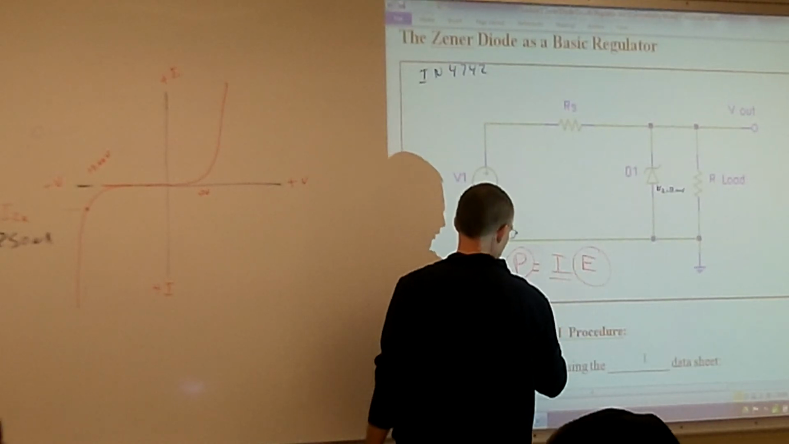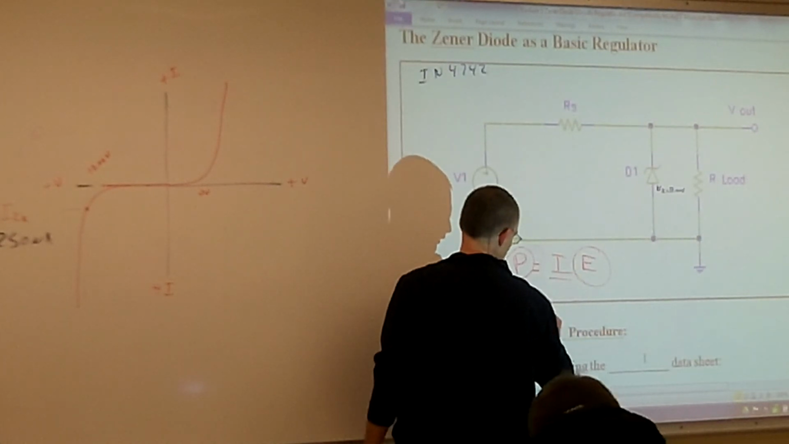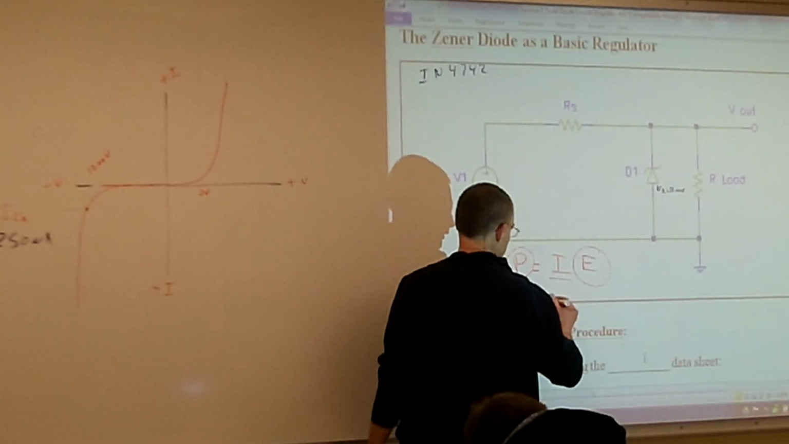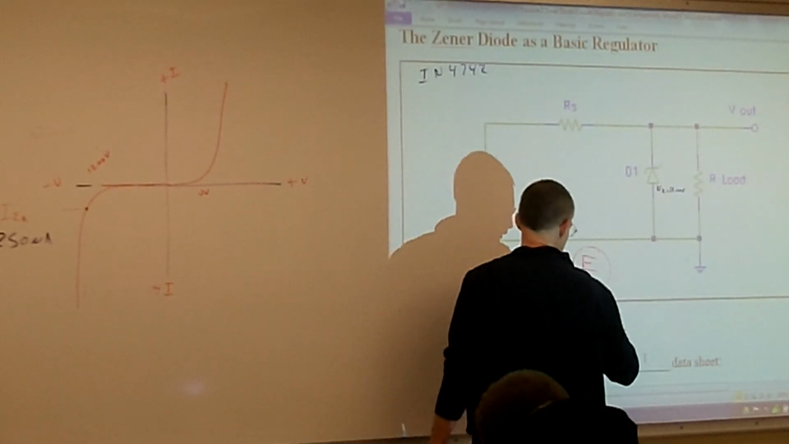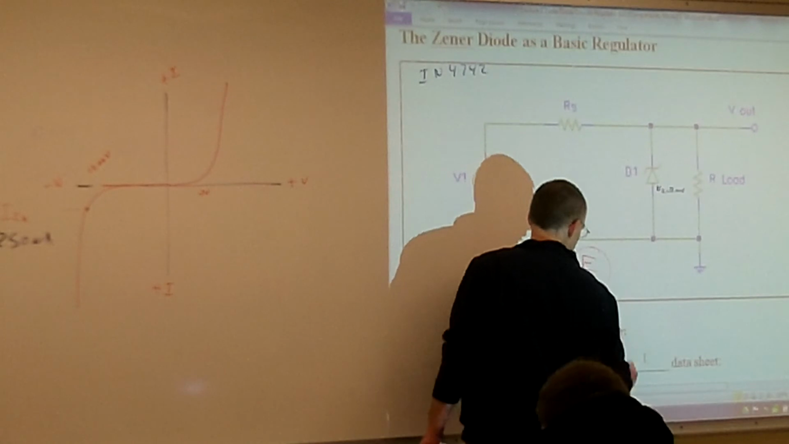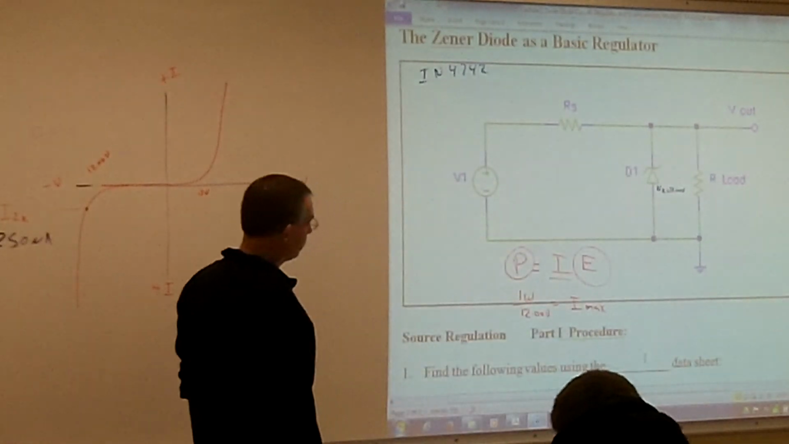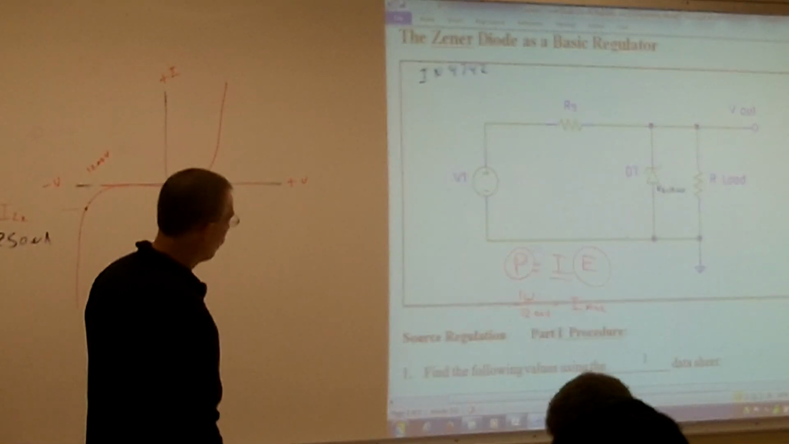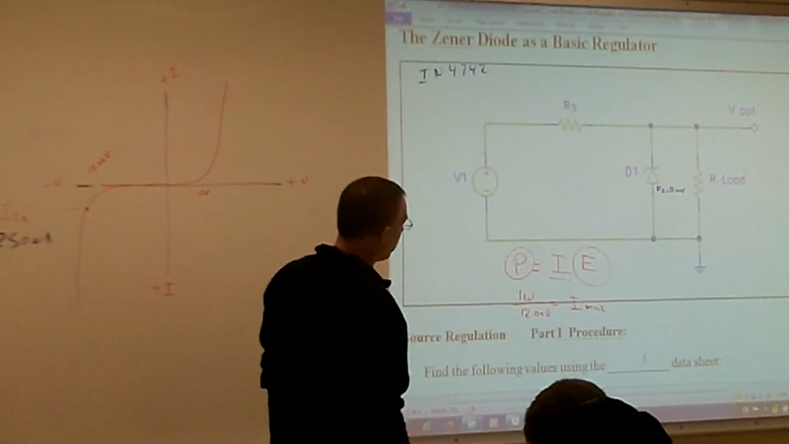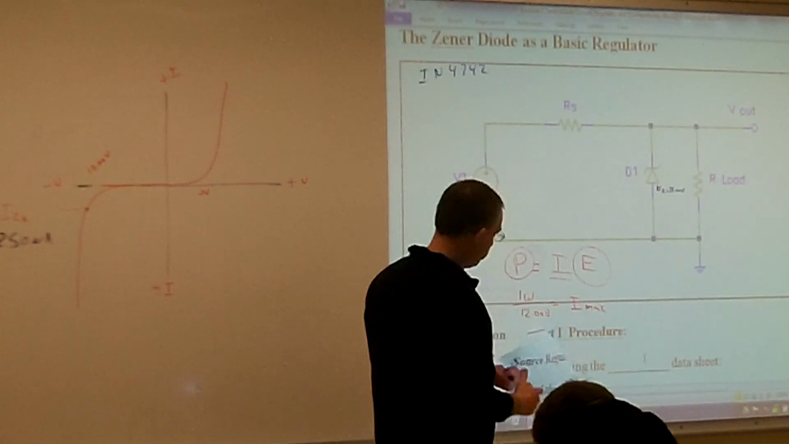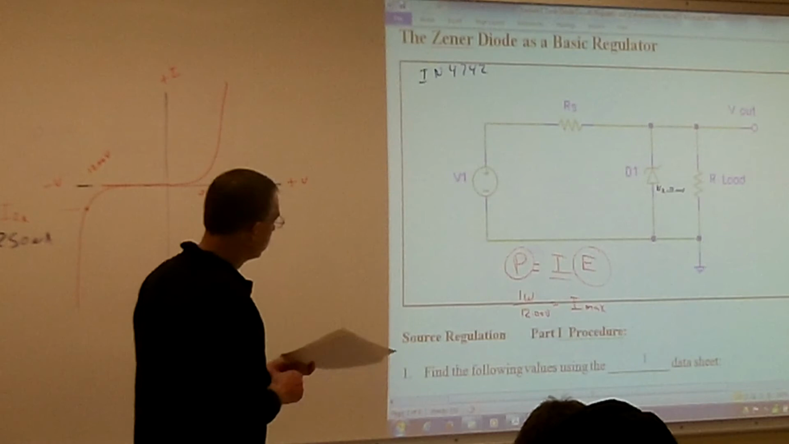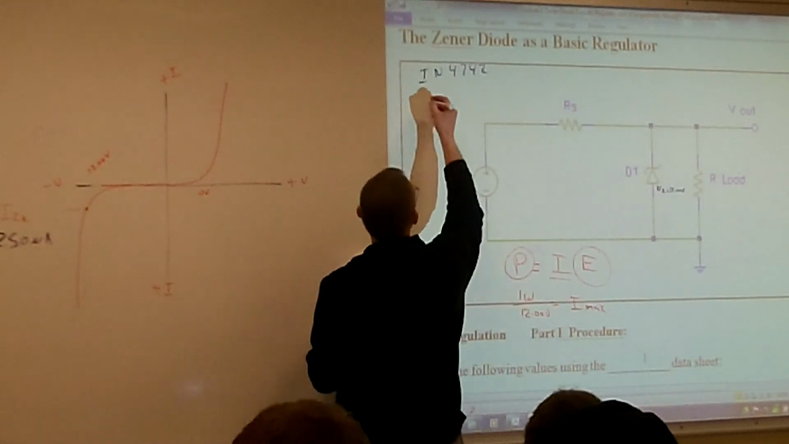So if I just take my 1 watt divided by my 12 volts, that'll give me my current max going through my Zener. So what can I have for a maximum amount of current going through that Zener? 83.33 milliamps.